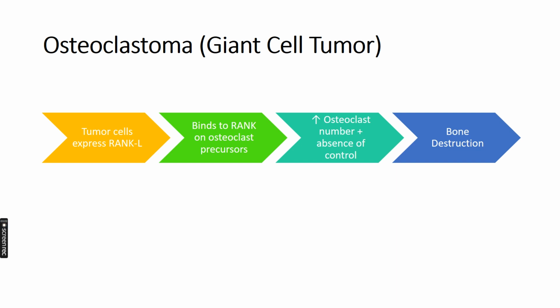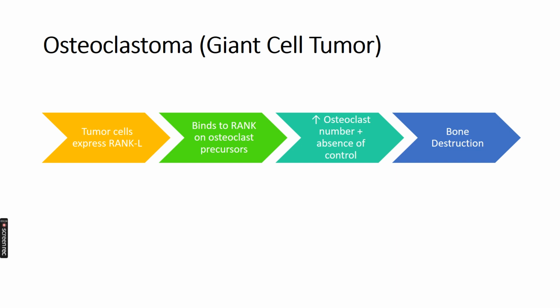Our last and most important benign bone tumor is osteoclastoma. Osteoclastoma is also called giant cell tumor. What happens in this tumor? Number one, the tumor cells express RANK-L, which later on binds to the RANK on osteoclast precursors. This results in a rapid increase of the osteoclast number in complete absence of control.